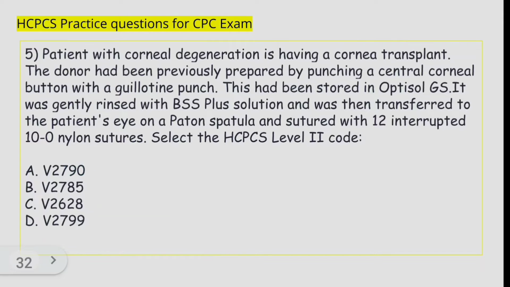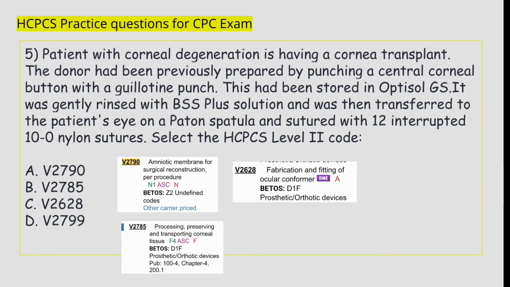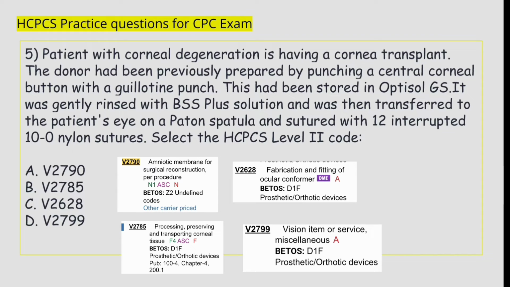Check option A, V2790. V2790 is for amniotic membrane for surgical reconstruction per procedure, and option B, V2785, is for processing, preserving and transporting corneal tissue. Option C, V2628, is for fabrication and fitting of ocular conformer, and option D, V2799, is for vision item or service, miscellaneous.